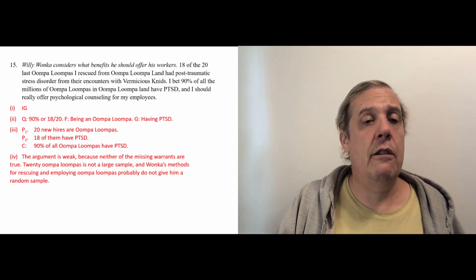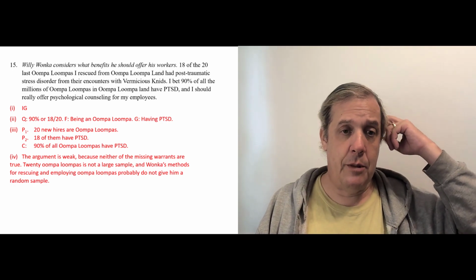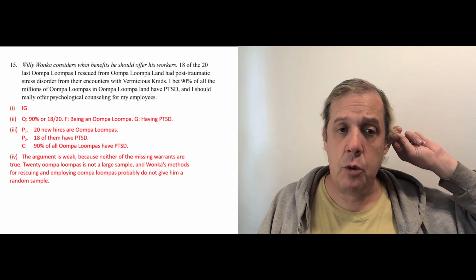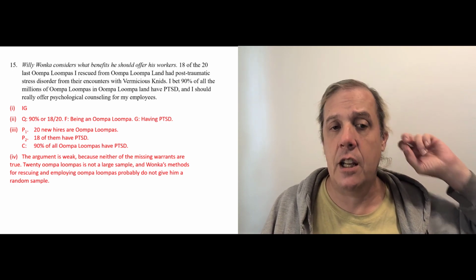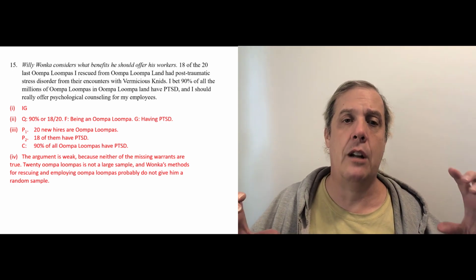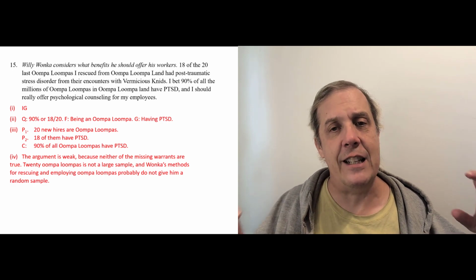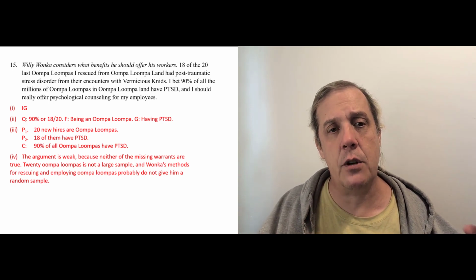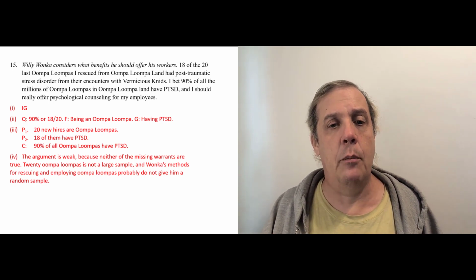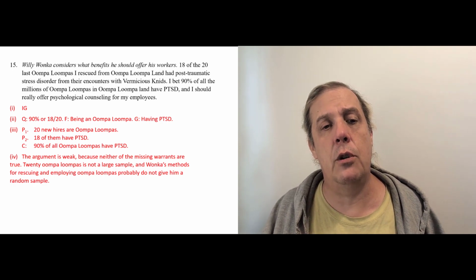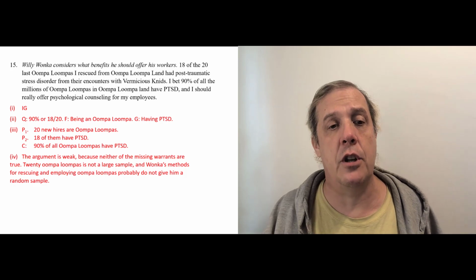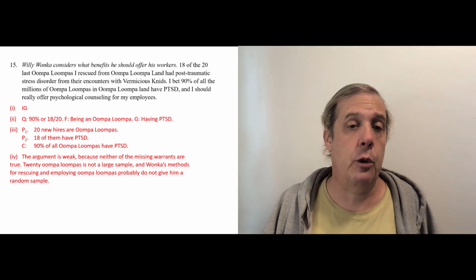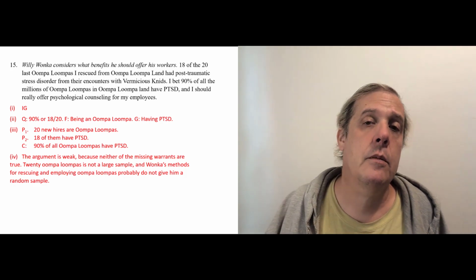And so the way I've spelled it out here, I do it with two premises. 20 new hires are Oompa Loompas, 18 of them have PTSD. Those are both statements about a sample that amounts to saying that 90% of the sample has a certain property. And therefore, you conclude that 90% of the population, the whole population of Oompa Loompas everywhere has PTSD.